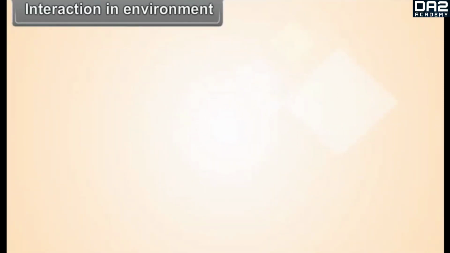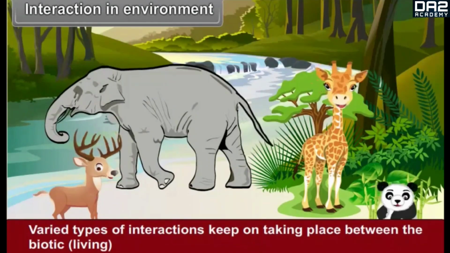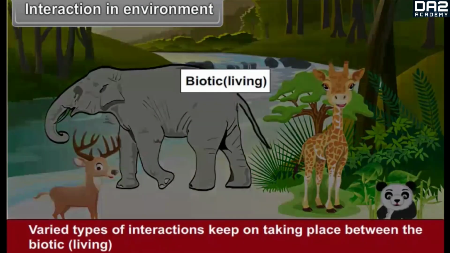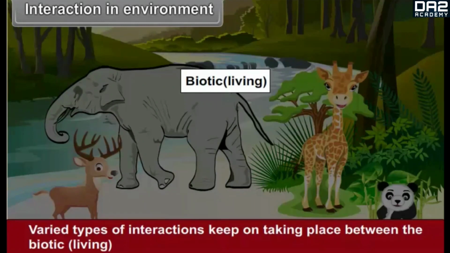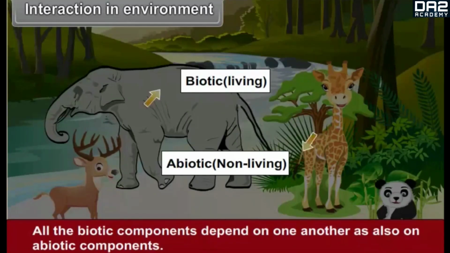Interactions in environment. Varied types of interactions keep on taking place between the biotic, that is living, and abiotic, that is non-living components of natural environment. All the biotic components depend on one another as also on abiotic components.